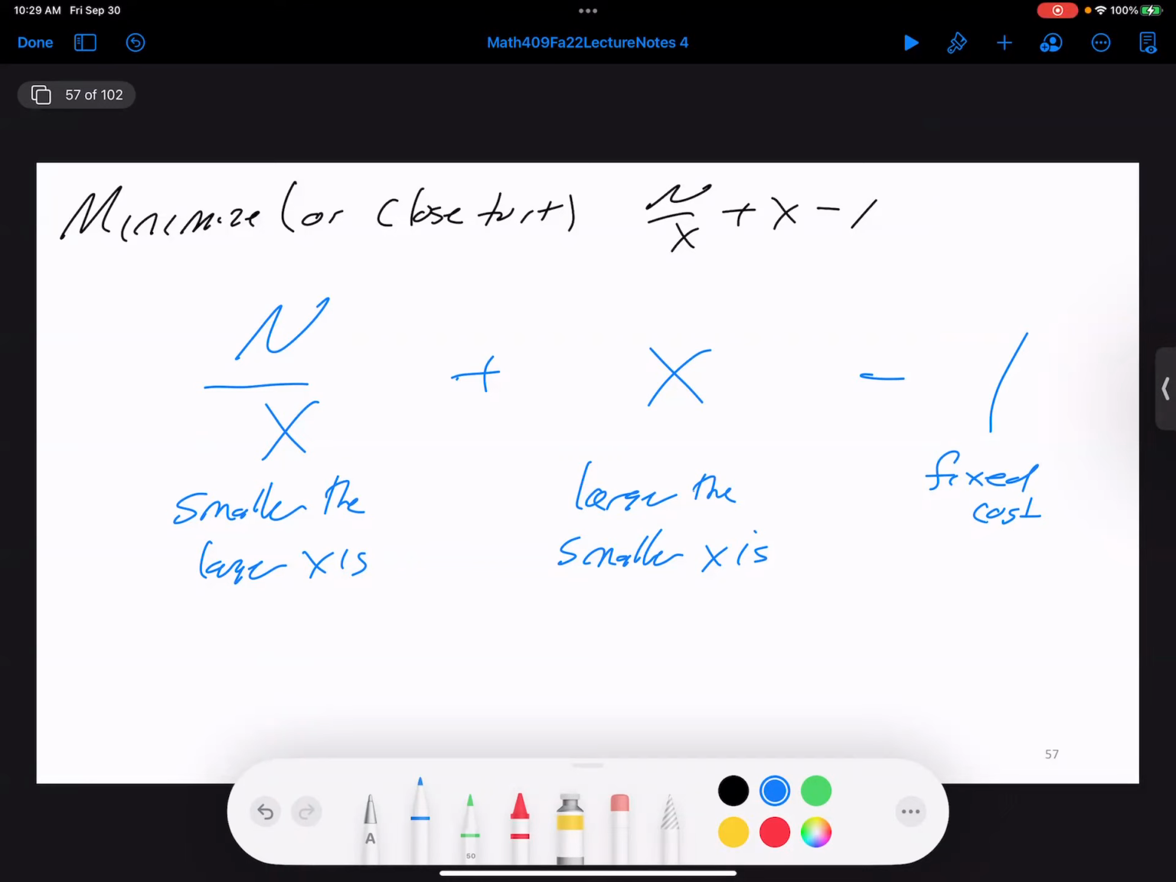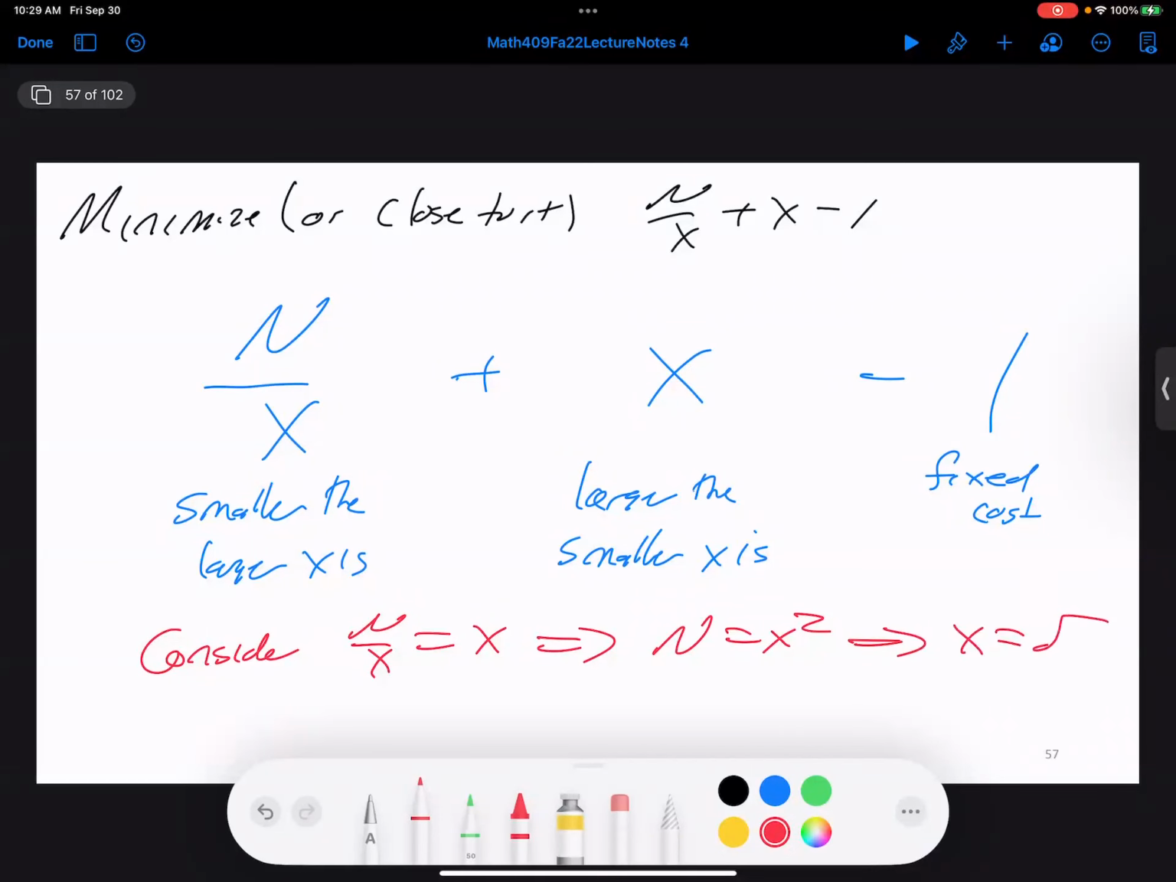I've got 2 competing influences. What could I do to balance them out? How could I find an x that balances them out? What equation would I look at? Yeah, n over x equals x. Make them equal. So consider n over x equals x. That implies n equals x squared, which amazingly gives us x equals square root of n.